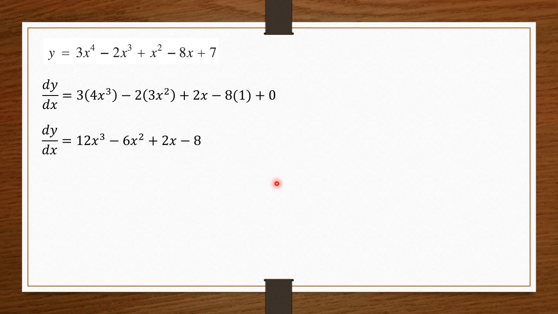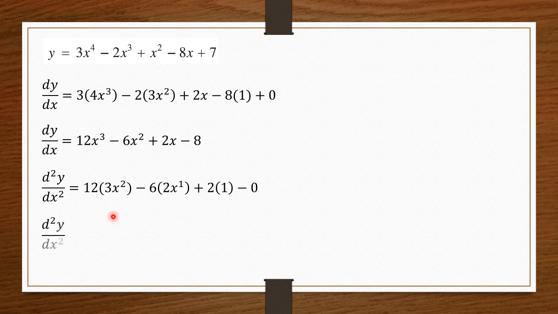In the next step I am going to find d square y upon dx square, that is the differentiation of this value. So now x cube will become 3x square, x square will become 2x raised to 1, 2x will just become 2 into 1 and 8 will become 0. And when in the next step I open the brackets, 12 3s are 36 x square, 6 2s are 12x plus 2, 0 I will remove. So now this becomes the second order differentiation of the question y.